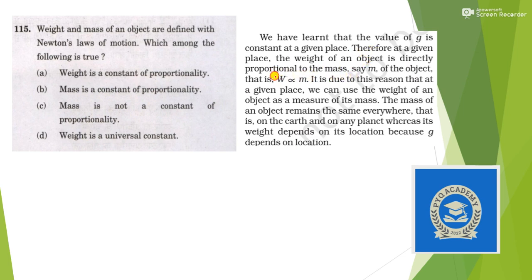Here you can see W directly proportional to M. Okay, and we know the formula W equals mg. So in this formula, g is the gravitational constant, not m is the constant. A mass you need to know that mass is always constant wherever you go, whether you are on Earth or on the moon. So weight is changed due to the gravity. So weight is constant of proportionality? No. Mass is constant of, no.